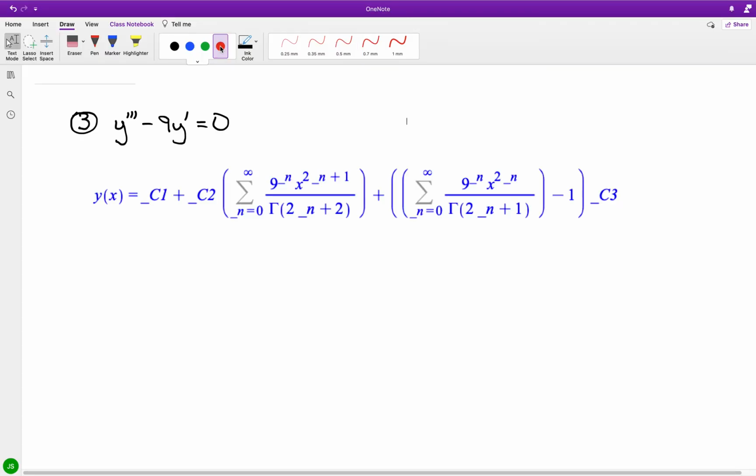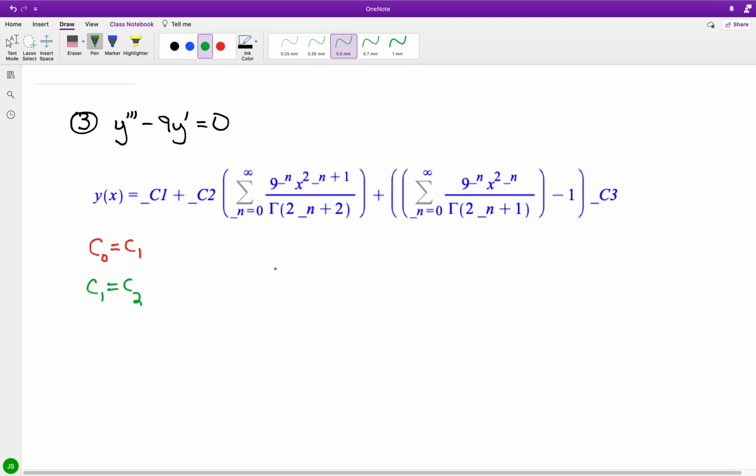For what we have in this statement, I'm going to make this C1 into a C0. And again, just have C1 to represent C of 2. And for what we have in the statements, you have 9 to the n, x to the 2n plus 1, and we have all over gamma of 2n plus 2.